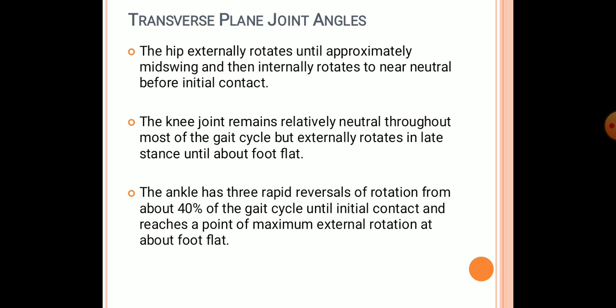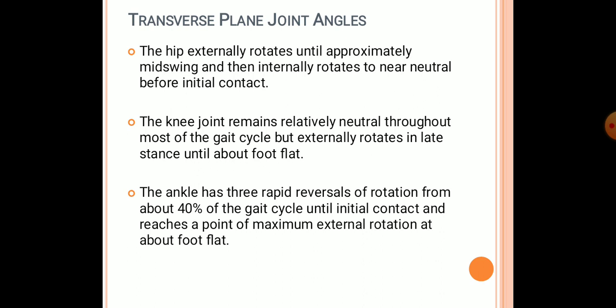So in the hip joint, the basic movements are external rotation and internal rotation. External rotation mainly happens at the mid swing phase, and after that it goes into internal rotation and comes back to the neutral position when we attempt the initial contact phase. Next, the knee joint remains relatively neutral throughout most of the gait cycle, but is externally rotated in late stance until about flat foot. So in the knee joint there are not many rotatory forces, but there can be some amount of external rotation in the late stance phase. And again, it comes back to the neutral position when we attempt a new gait cycle.